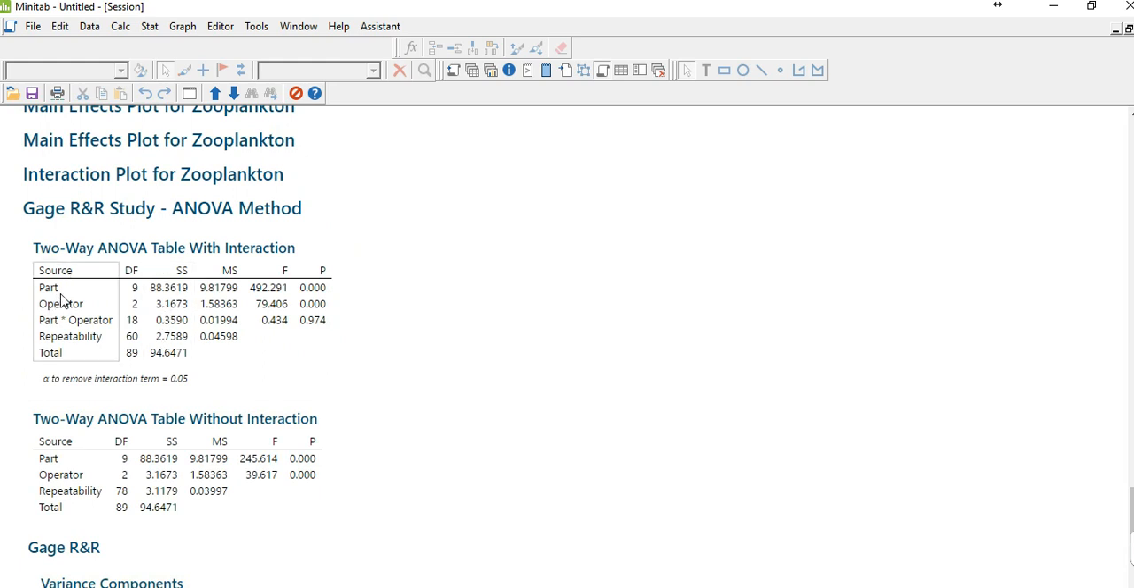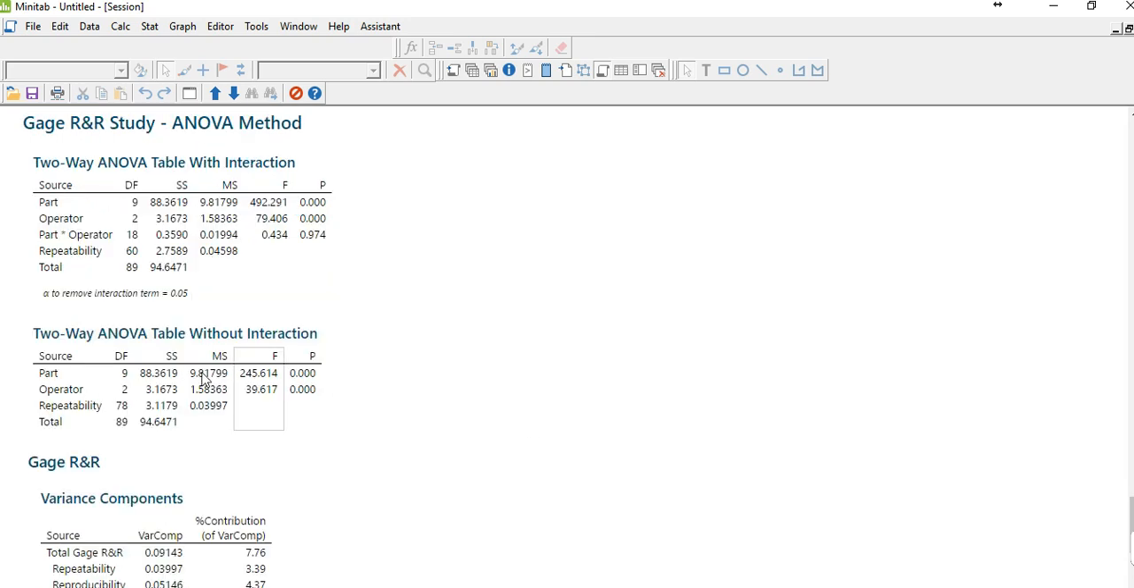We see that part has an F value of 492.29, and the corresponding p-value is less than 5%. So we claim the part is significant, and then operator has a very small p-value, and then we said it's also significant, and the interaction between part and operator is 0.974, which is greater than 5%, and we conclude there's no interaction effect.